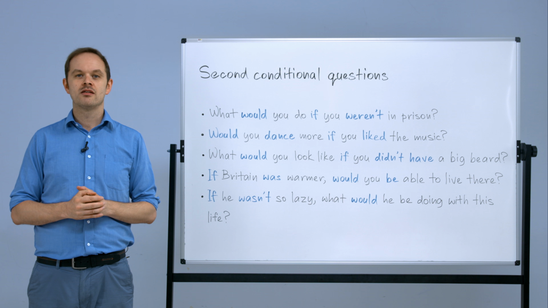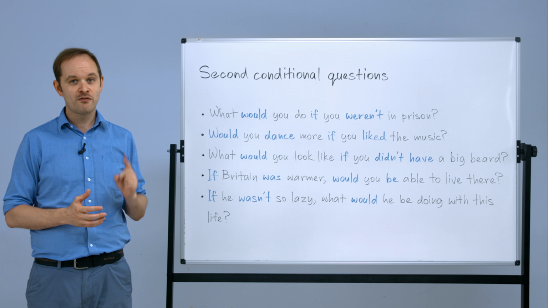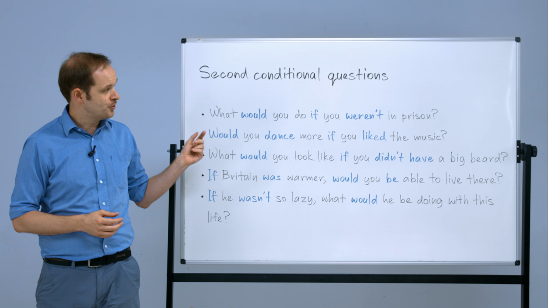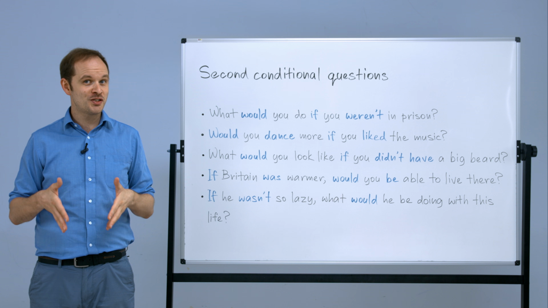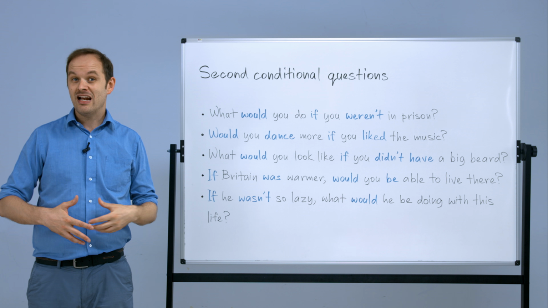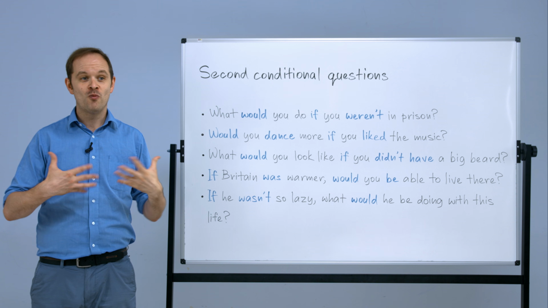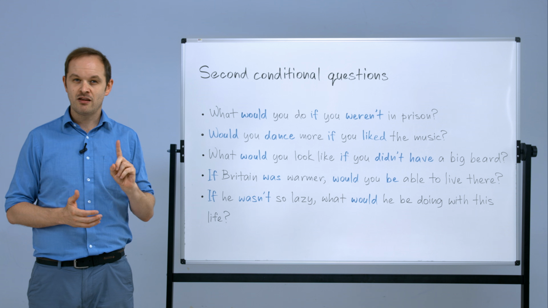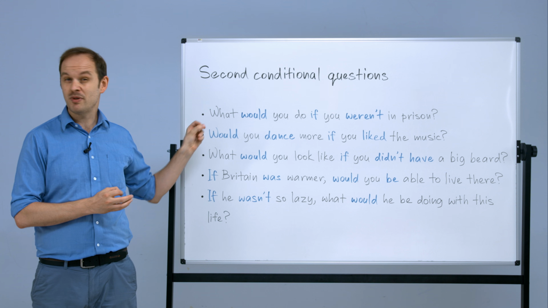In this way, the second conditional is quite useful when we're asking questions. For example, what would you do if you weren't in prison? So again, we've got a hypothetical situation in the present. Presumably, these people are in prison. And again, we're asking about the consequences. If we weren't here in prison, what would we be doing?